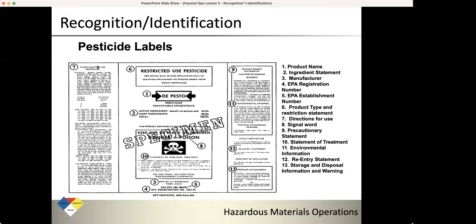Number 7, directions for use. Number 8 is the signal word. There we go. Let's see, danger, poison. So that would be the highest hazard. Number 9, precautionary statements. Number 10, statement of treatment, right there. 11, environmental hazards. 12, reentry statement. Not sure what that is. And the storage and disposal information.